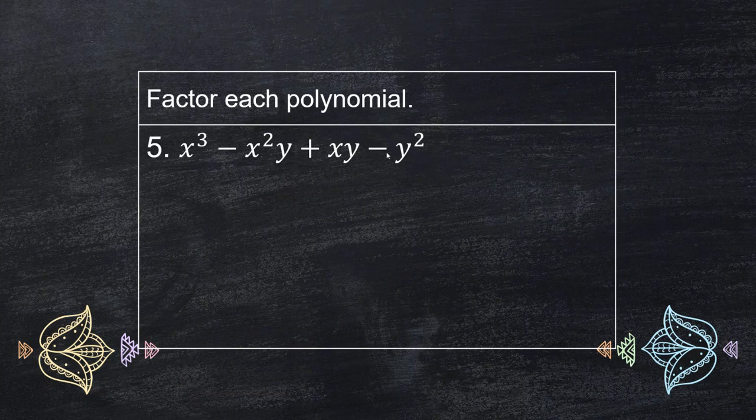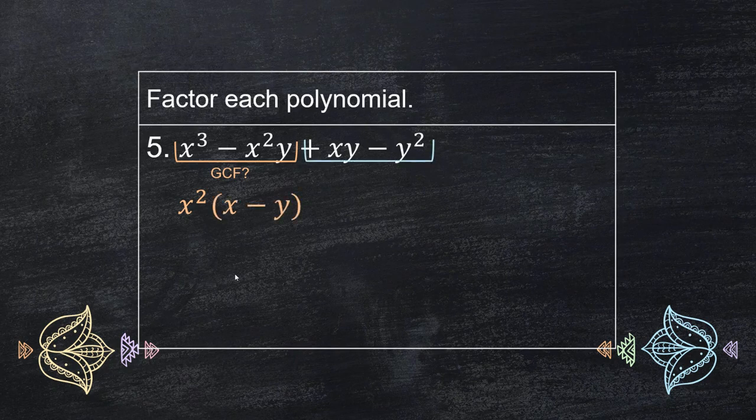Example 5, group together your first two terms and ask yourself what's their greatest common factor. So the coefficients are 1. Now move on to your variables. They both have an x. The least amount of times x occurs is twice, so x squared is our greatest common factor. Dividing both those terms by x squared would give us x minus y.